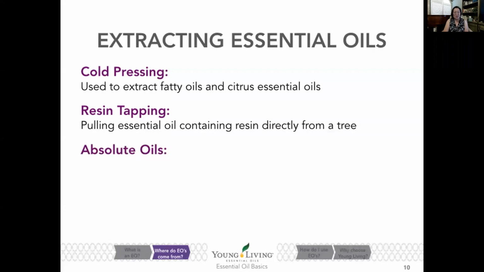Now, absolute oils: when oils are in a very delicate media, solvents must be used to extract the essential oil. This is used in something like ylang ylang or jasmine. The only solvent Young Living uses is water. The only essential oil that we extract this way is jasmine. Very, very delicate, so steam distilling it would destroy the properties of it.